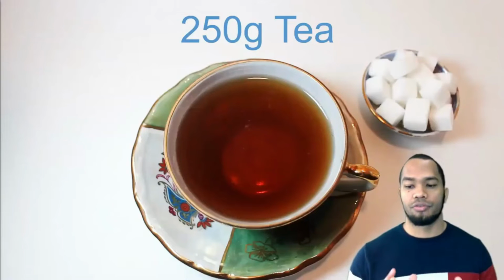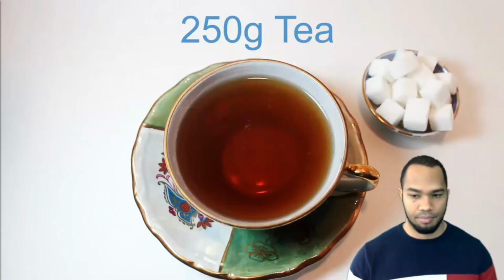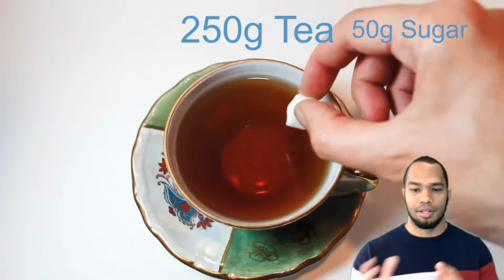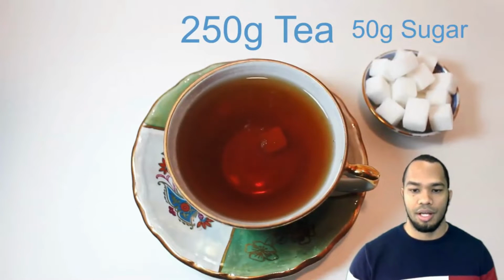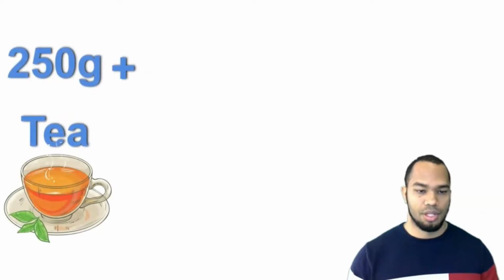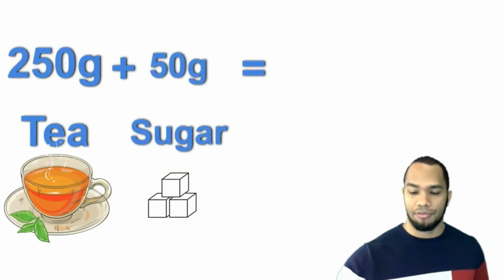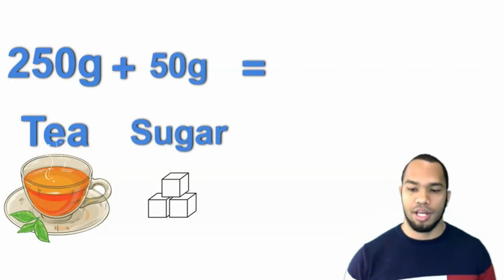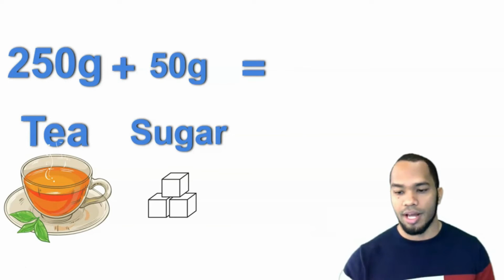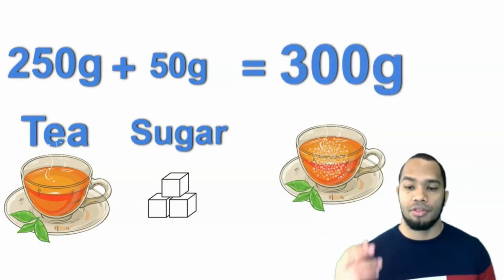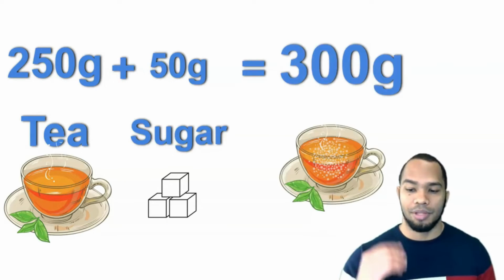If I had 250 grams of iced tea and 50 grams of sugar, and if I added this sugar into the tea, how much mass is now in the iced tea? So once again, if I had 250 grams of tea and I had 50 grams of sugar and I combined these two things together, how much would I have? I would have 300 grams of yummy goodness.